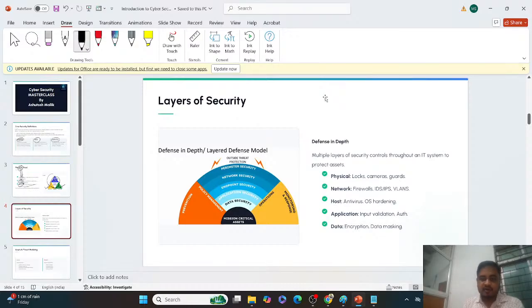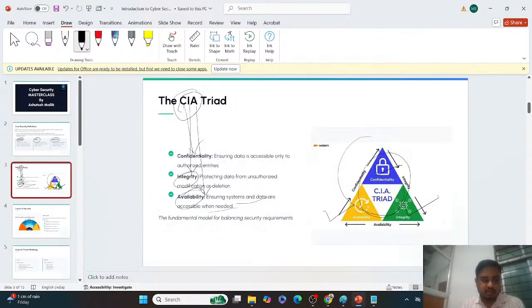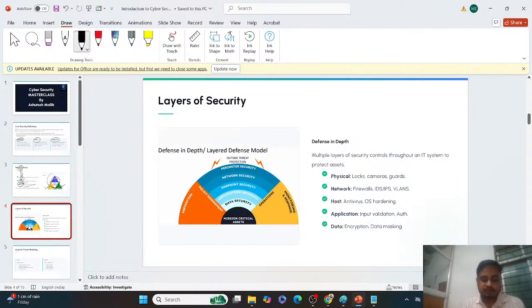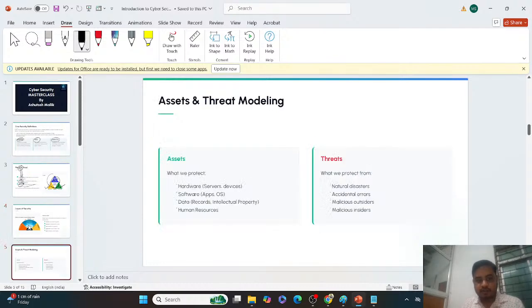I'm just covering all the fundamental parts, so try to attend the classes regularly. This will be 2 months of regular classes, theory plus practical. First I will be covering some fundamental parts, then we'll be discussing the practical classes. This is the first class of our cybersecurity class. From tomorrow onwards we'll be discussing the layers of security and other things.